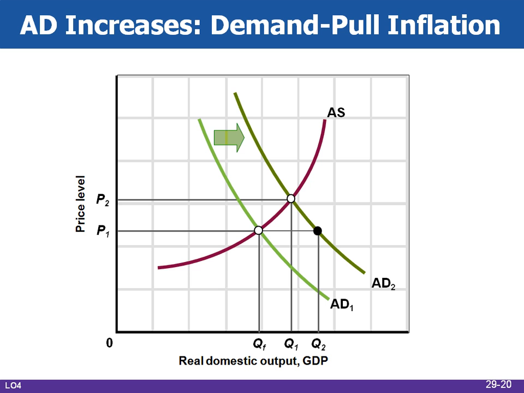The rise in the price level reduces the size of the multiplier effect. If the price level had remained at P1, the increase in aggregate demand from AD1 to AD2 would increase output from QF to Q2, and the multiplier would have been at full strength. But because of the increase in the price level, real output increases only from QF to Q1, and the multiplier effect is reduced.